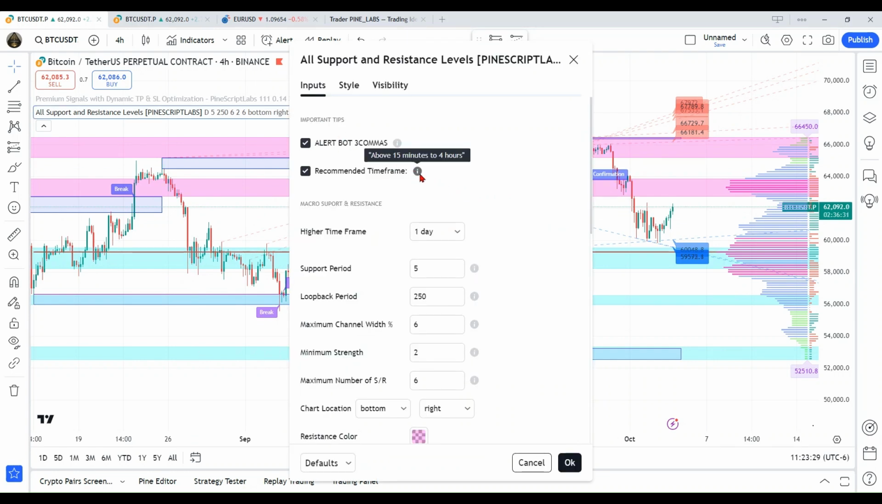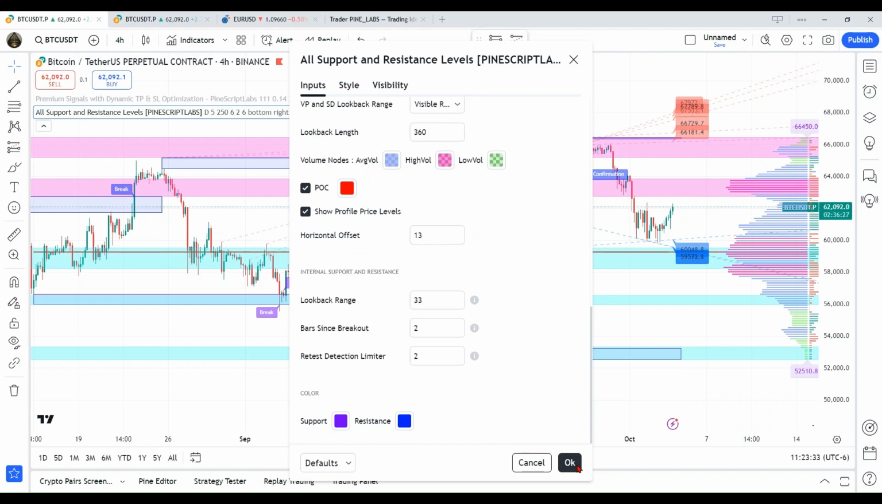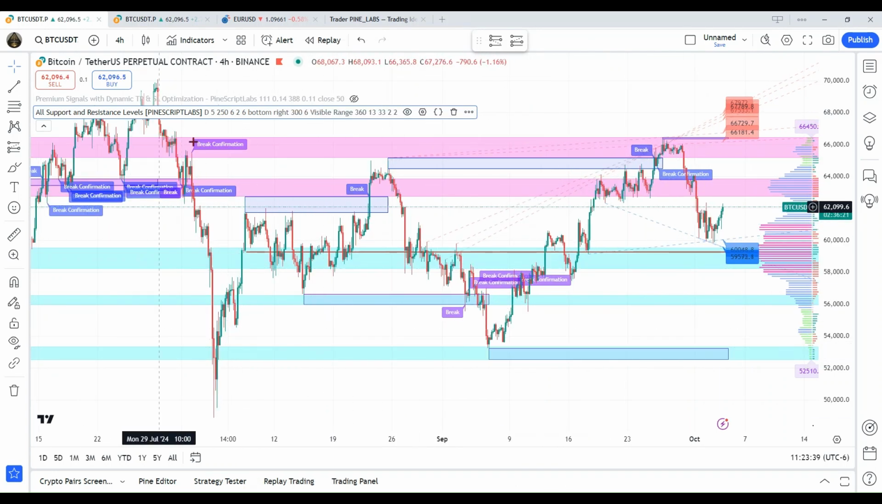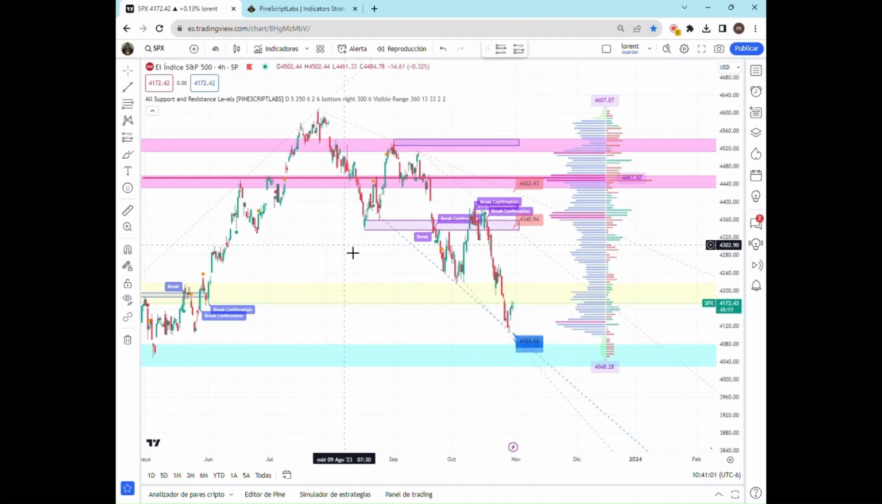What makes our all support and resistance levels so special? Its unparalleled effectiveness is the result of advanced algorithms and cutting-edge mathematical calculations that provide you with a competitive edge like no other indicator on the market. The confluences between the different supports and resistances you'll find in this indicator are truly astounding and will provide you with a unique macro and micro view of the market. Now, let's dive into an explanation of how our indicator works and the advantages it offers for your trading.